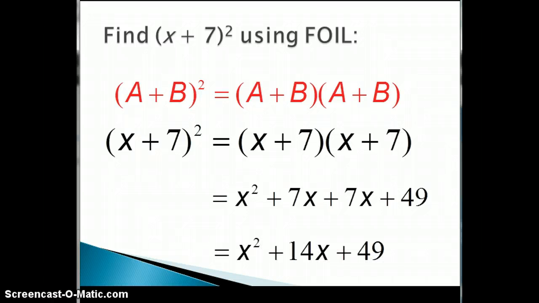Then of course we combine like terms, and notice we get the same answer as we did before using the formula. But we didn't have to memorize a formula, we just had to remember that when you square a binomial, you're simply multiplying it times itself, and then we use FOIL.